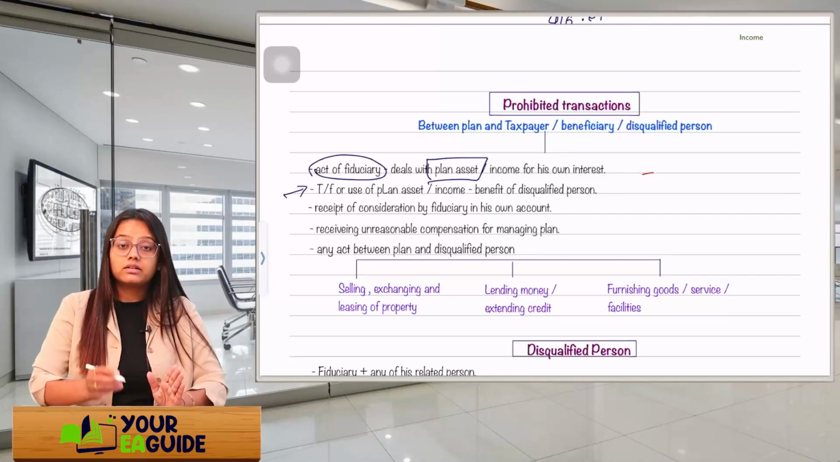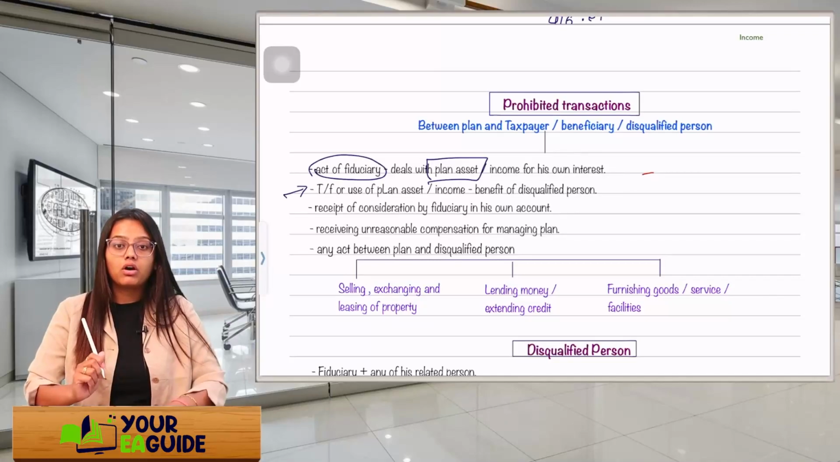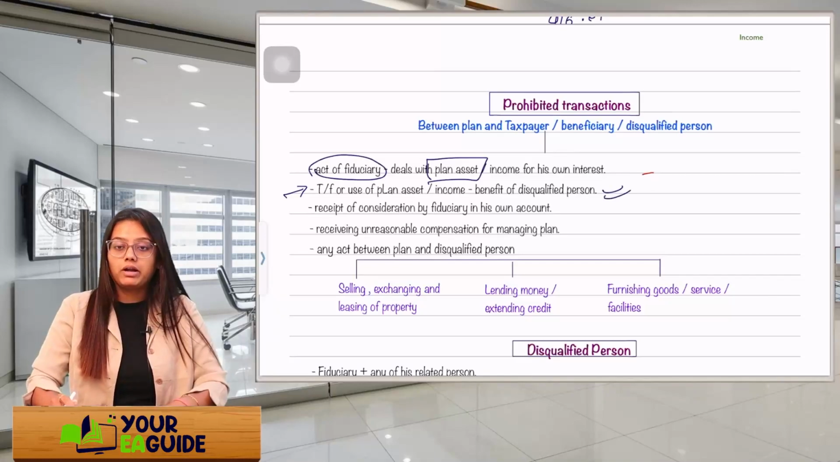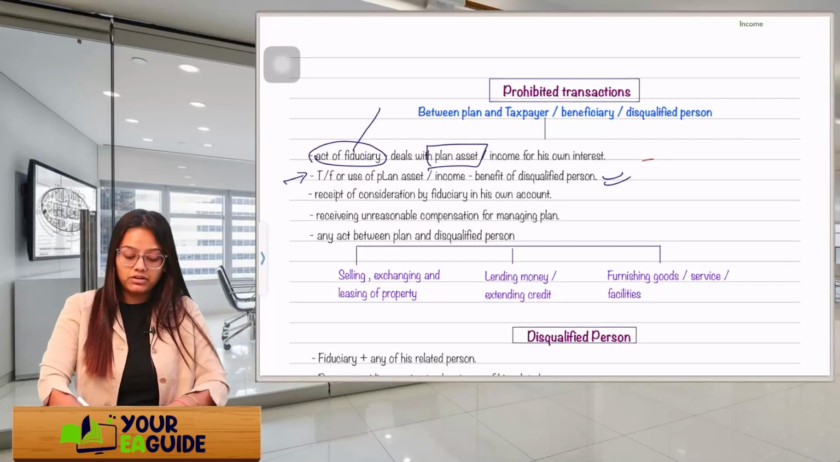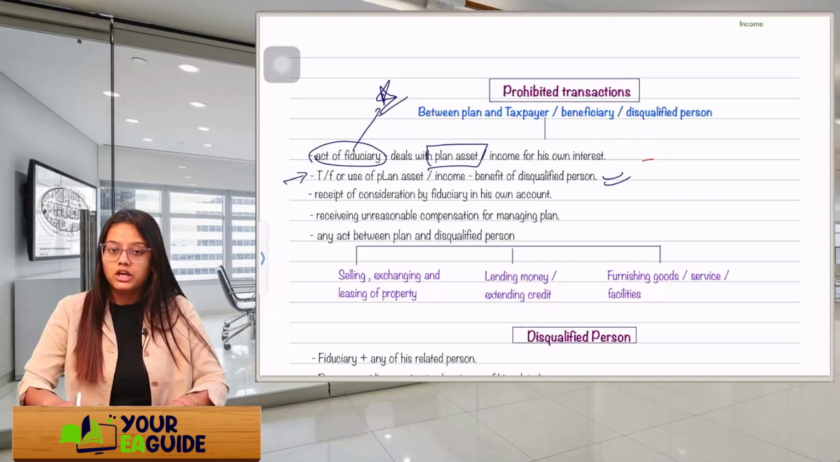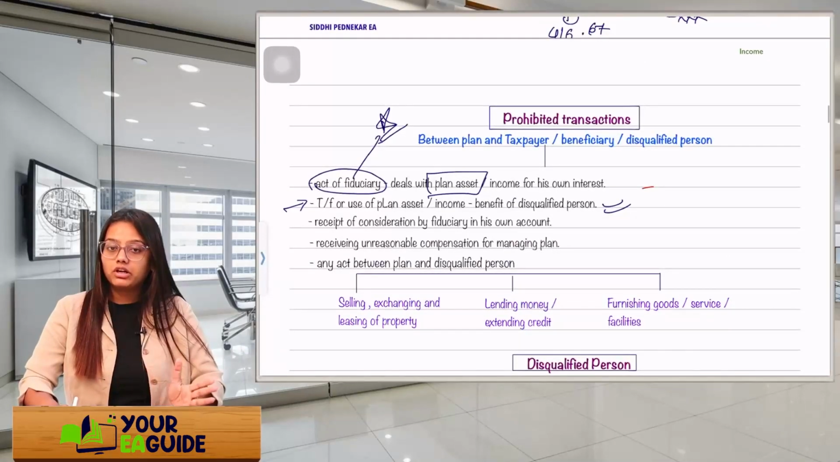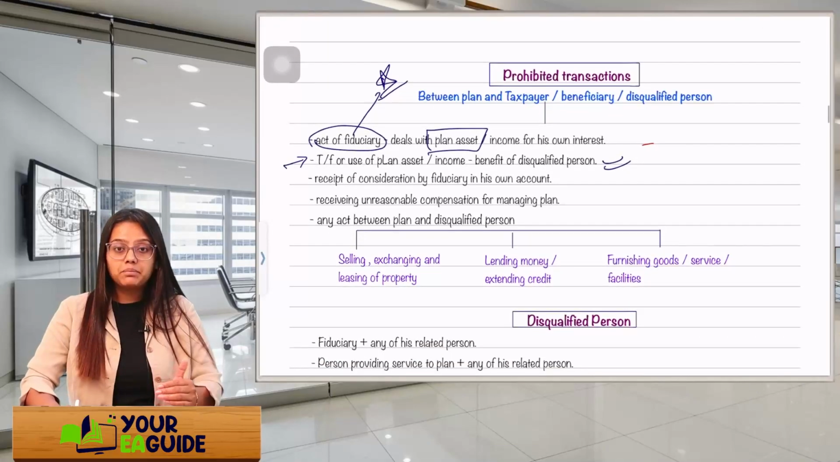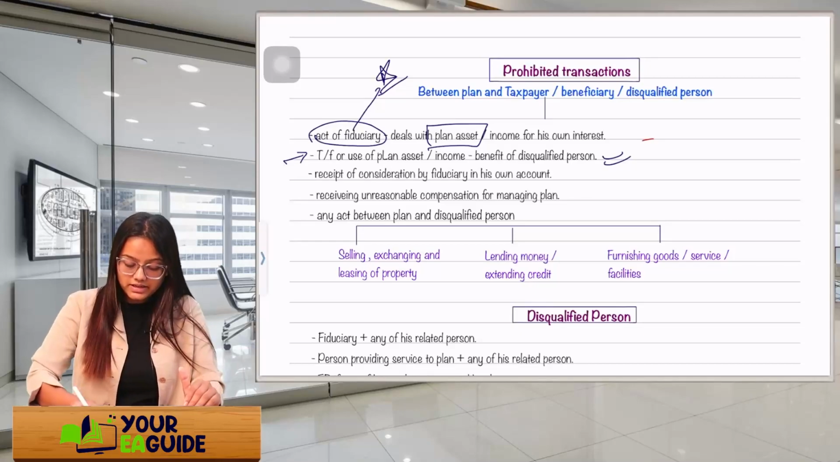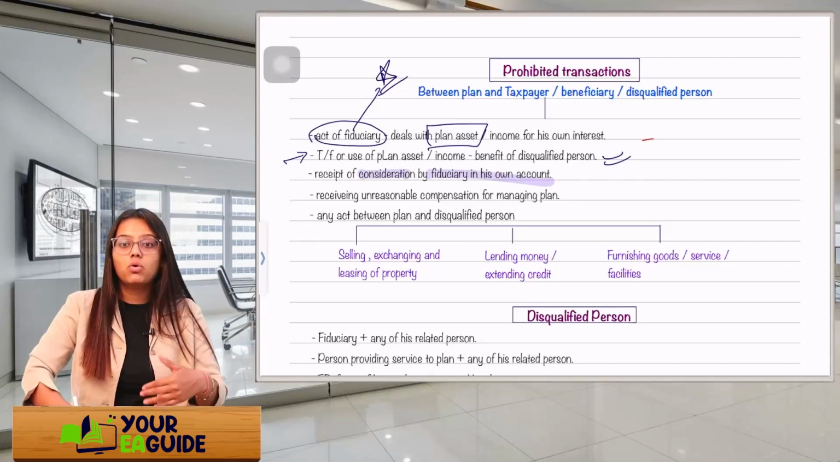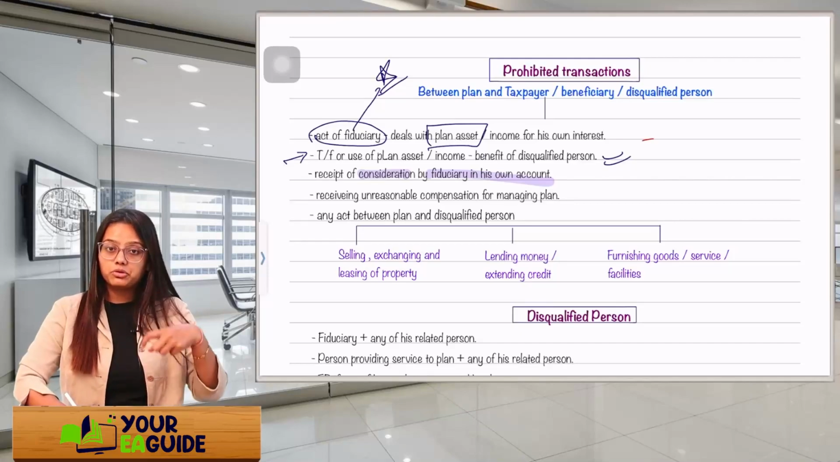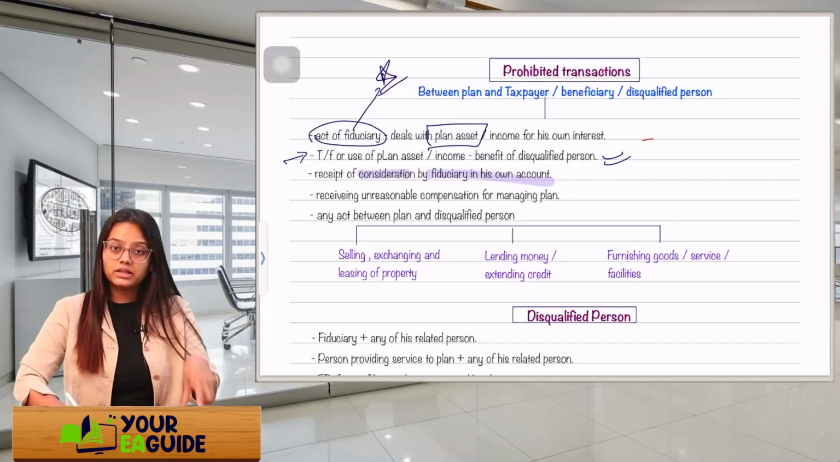Second is the taxpayer or the fiduciary's use of the plan asset or income for the benefit of a disqualified person. Who will be the disqualified person? Anyone related to the fiduciary will be a disqualified person. You can read the definition over here. It's a detailed definition given. But just remember, anyone who is related directly or indirectly to the fiduciary will be considered a disqualified person. Right? So receipt of consideration by the fiduciary in his own account. He cannot take the contribution in his own bank account. He has to take it in the IRA account only.